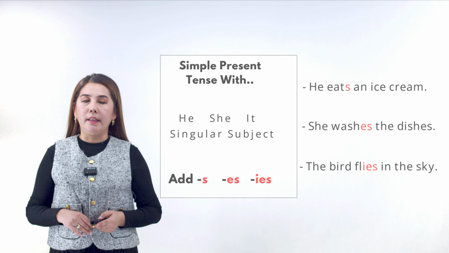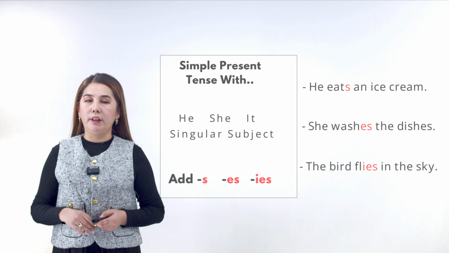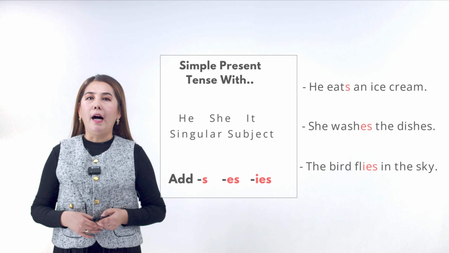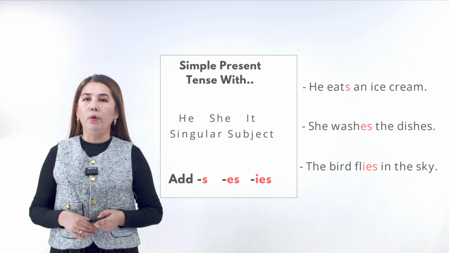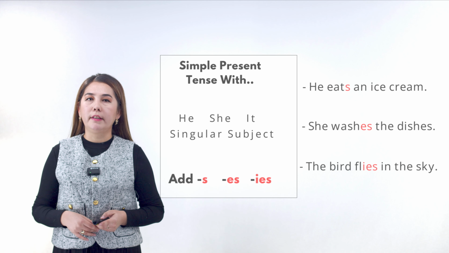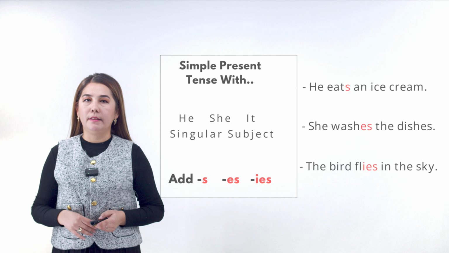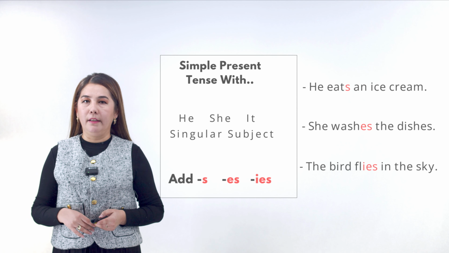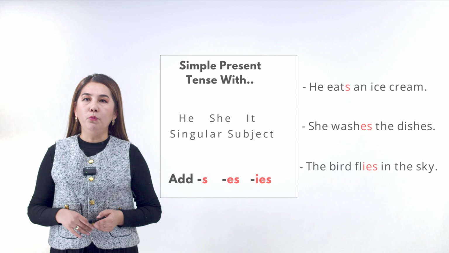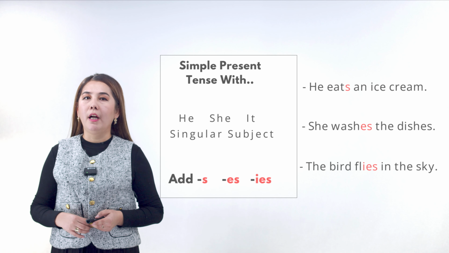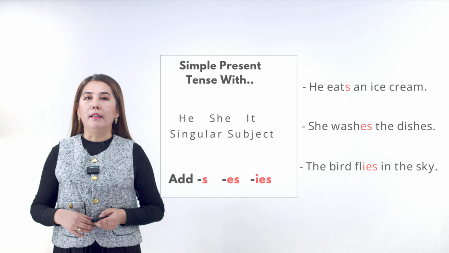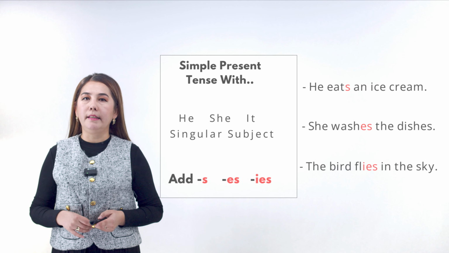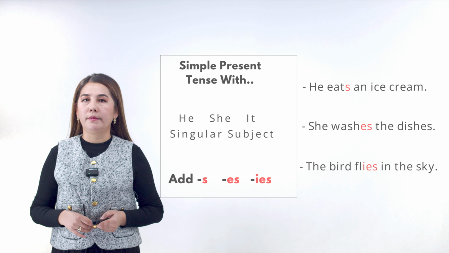Pay attention, please. There are lots of word changes in these sentences. For example, after ch, we have to add es, not s, and after y in the word fly, we have to remove y and put ies, like the bird flies in the sky. So we add s, es, and ies.